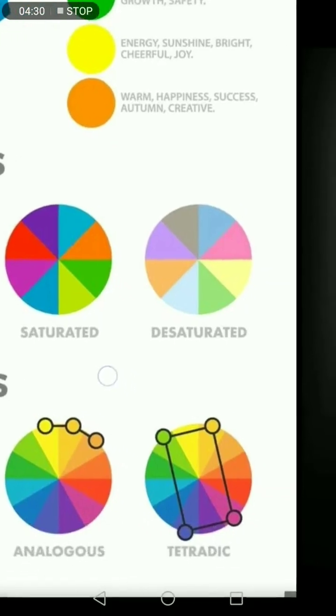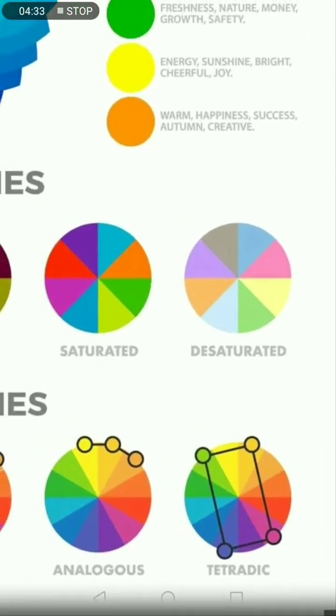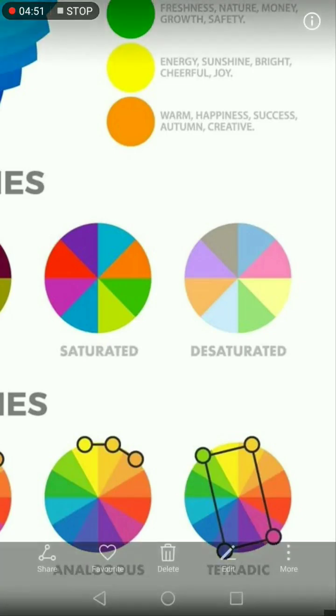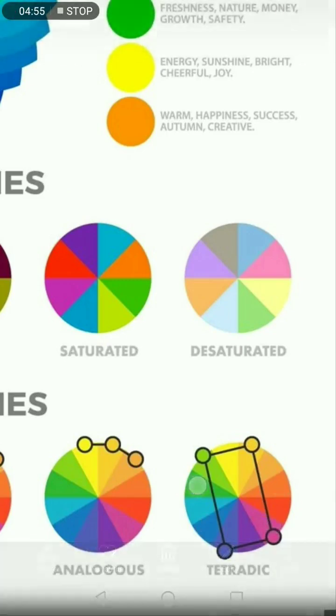Then there is what we call tetradic. It takes the shape of a rectangle. So you pick 4 colors on it. This color, this color, this color, this color. As long as you are producing a rectangle on the color wheel, you can choose this color and move straight to this color, and move straight to this color, and move straight to this color. So you're taking this.